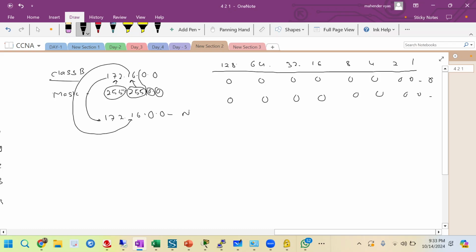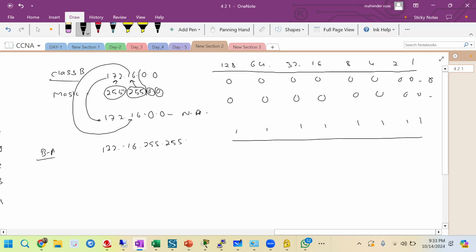Now this is our network address. Now we need to find out the broadcast address. The broadcast address will have the first two octets the same. Here instead of 0 it will come all ones, right? If you do all ones it would be 255. Then here instead of 0 it will again come all ones, 255.